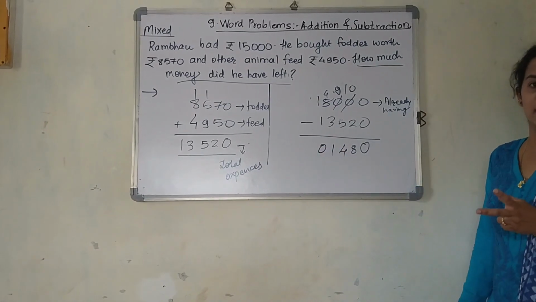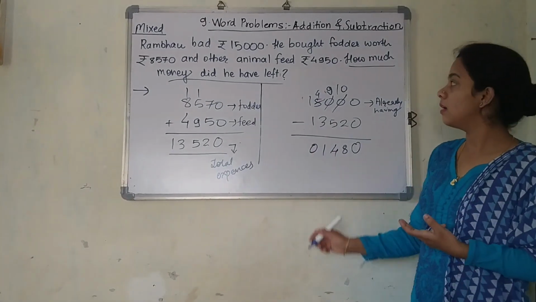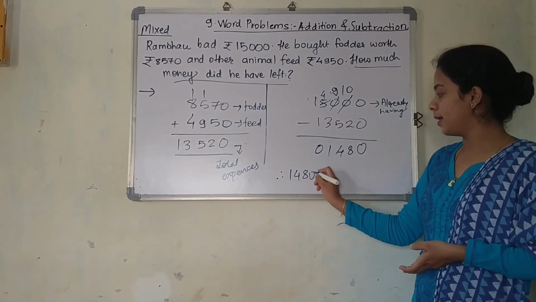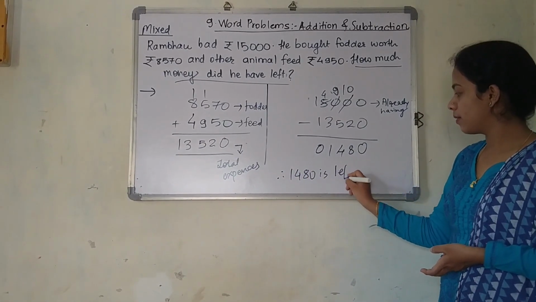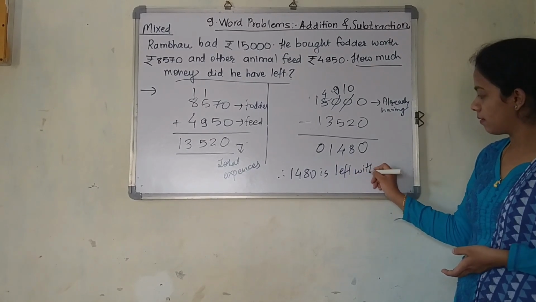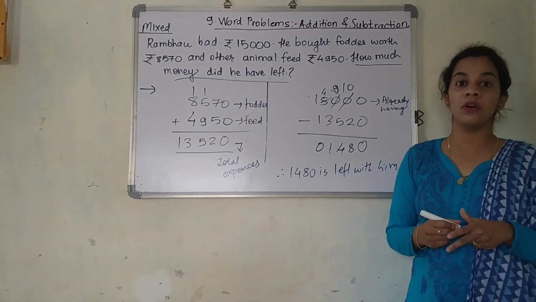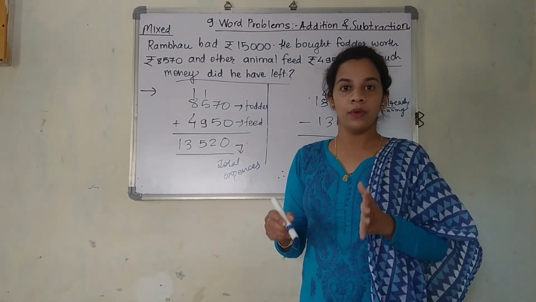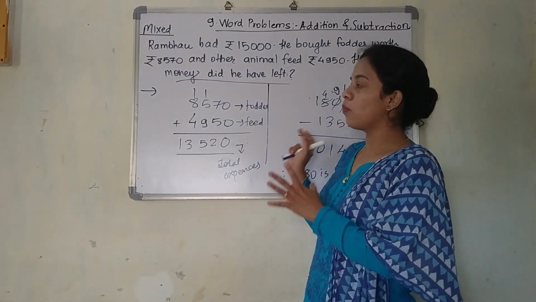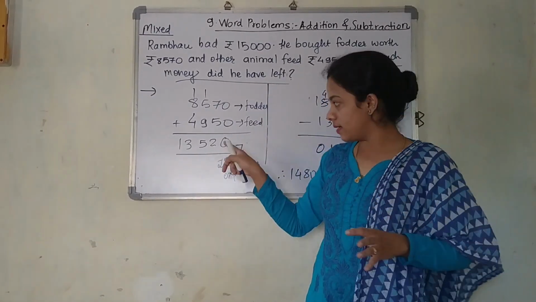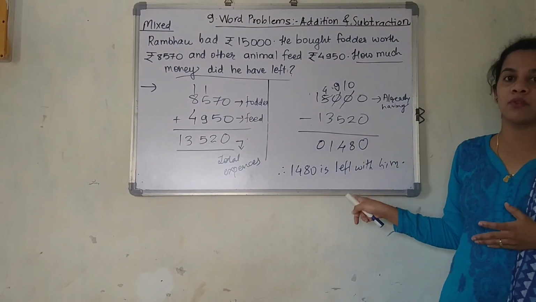So how much money is left with him now? So we got the answer. How much money is left with him? 1480 is left with him. I hope you have understood it. What we have done, I am telling again. We have calculated the two smaller amounts. We have added them. We have done the addition. Whatever answer we got over here, we have subtracted from the big amount.